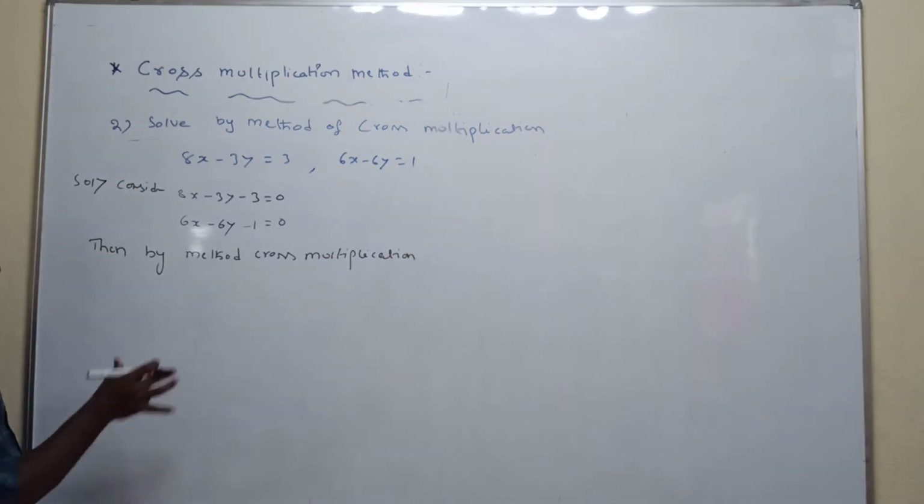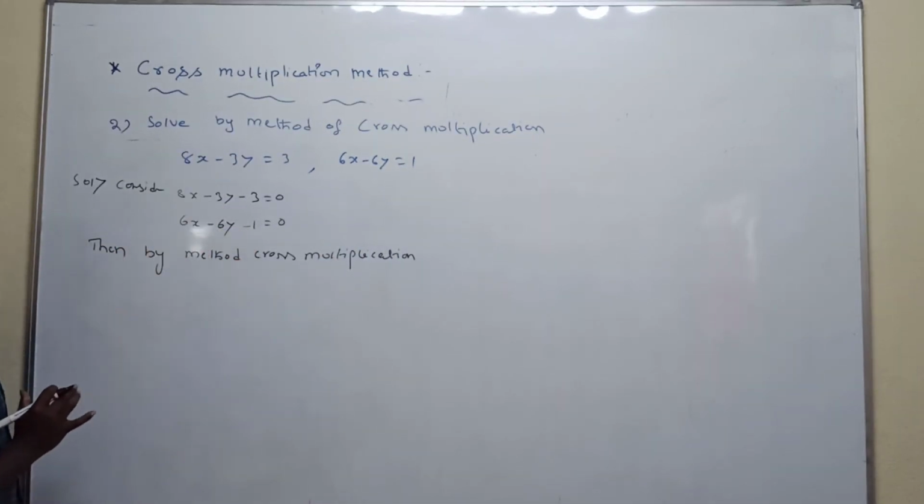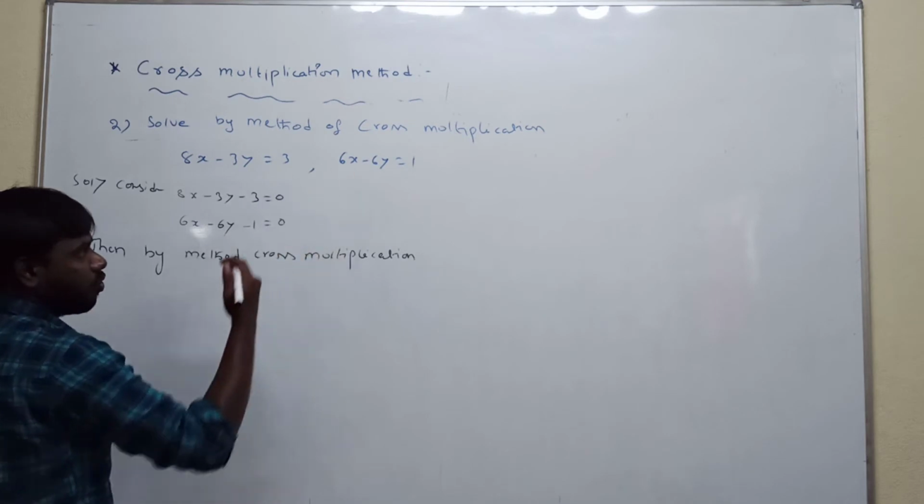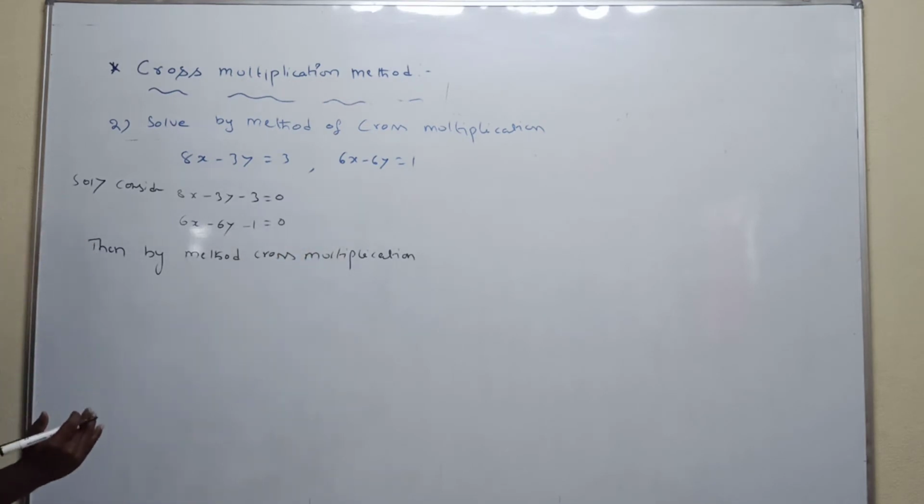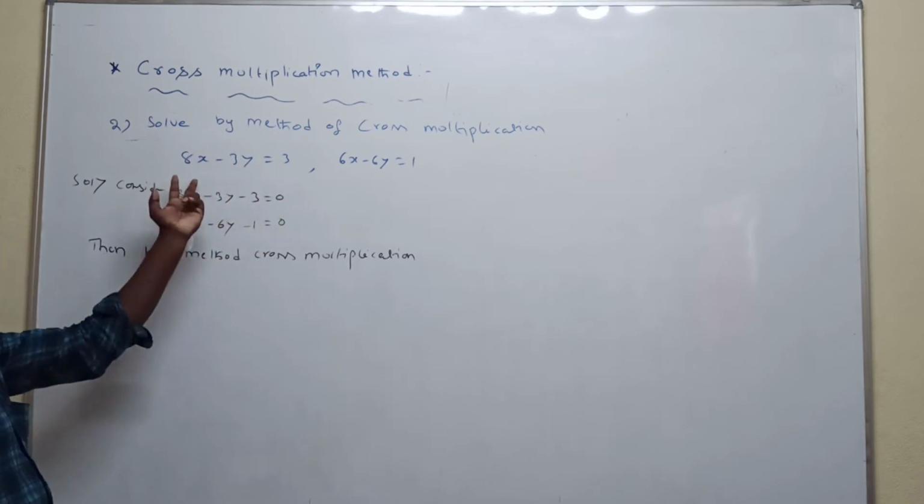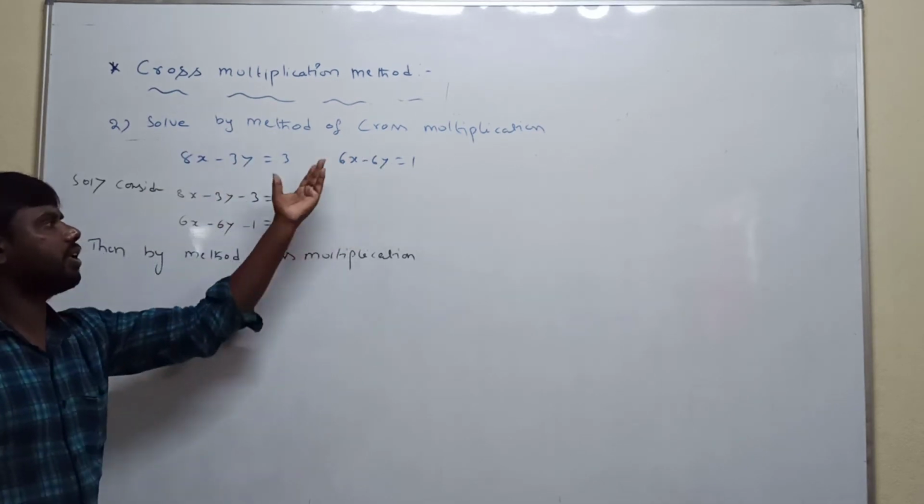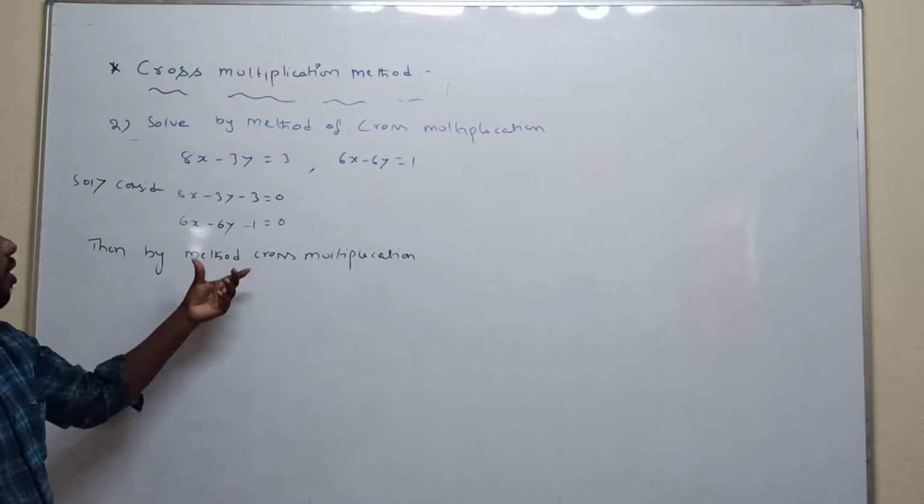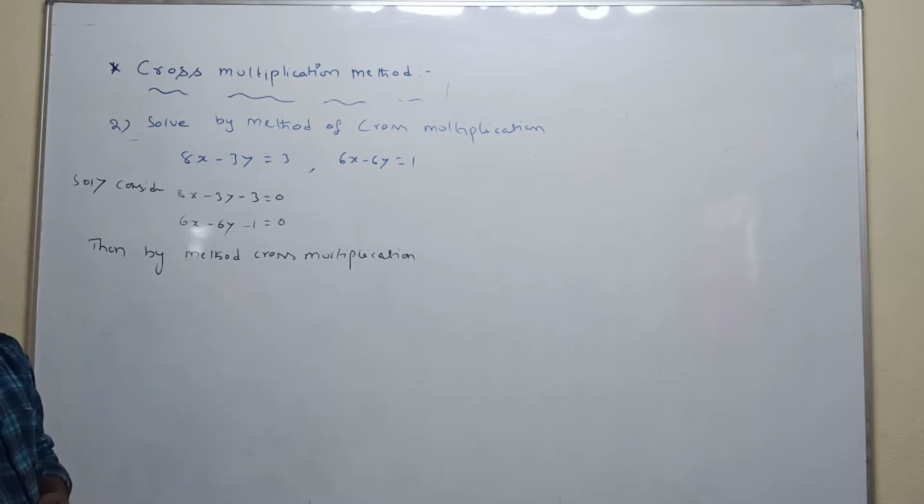First step, you write the given equations as this. They are not in the form of a1x plus b1y plus c1 is equal to 0. The second equation is also not in the form of a2x plus b2y plus c2 is equal to 0. That's why we rearrange the form: plus 3 take this side minus 3 is equal to 0, plus 1 you can take minus 1 is equal to 0. Now applying the method of cross multiplication.